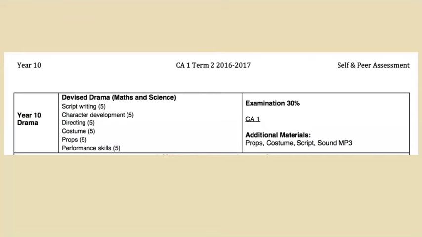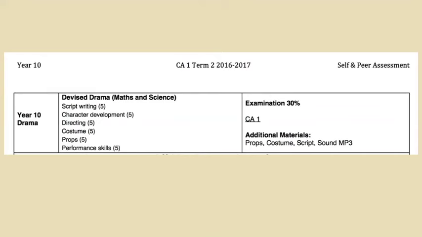The examination that I gave them, the written paper, was 30%. I also gave them peer assessment and self-assessment so that they could reflect on their work and be able to write an essay. How did I mark it? Well, 5 marks for script writing, 5 marks for character development, 5 marks for directing, 5 marks for costume, 5 marks for props, and 5 marks for performance skills.